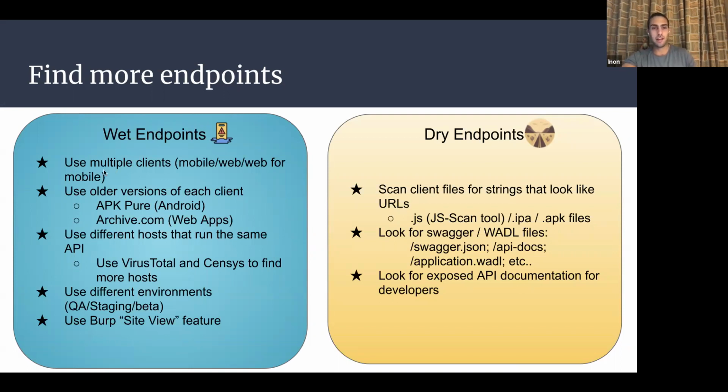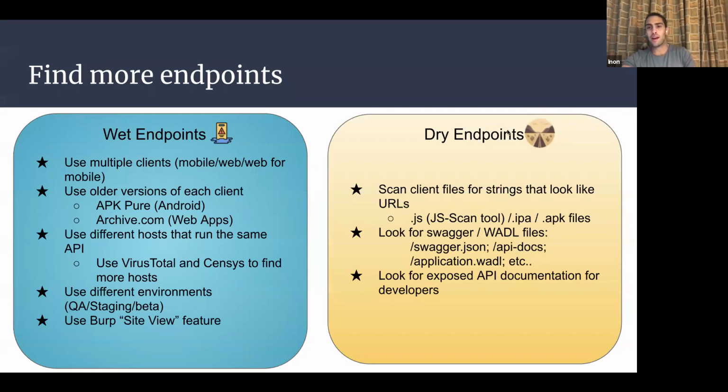You can use multiple clients. You can use older versions of each client. APK Pure is a website that allows you to download older versions of APK files. You can use archive.com to find older versions of applications. You should try to use different environments: QA, staging, and beta.